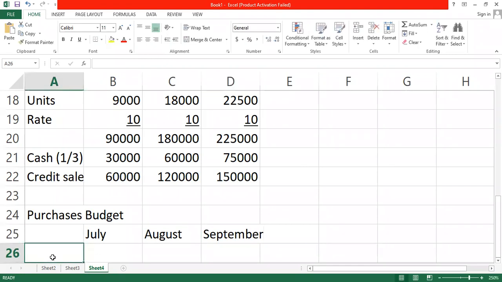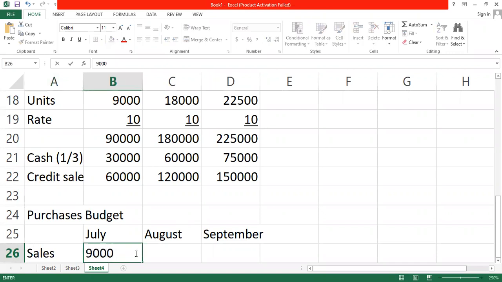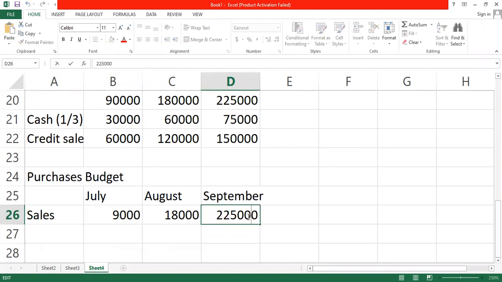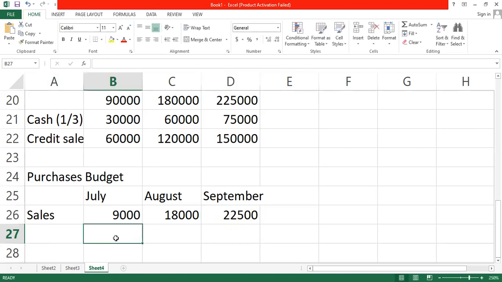Okay. So we start with sales, isn't it? We start with the sales units. The sales units are what? 9,000, 18,000, 22,500. It means that these are the goods declared good after 10% were damaged. So this represents 90%, isn't it? All of these represent 90%.